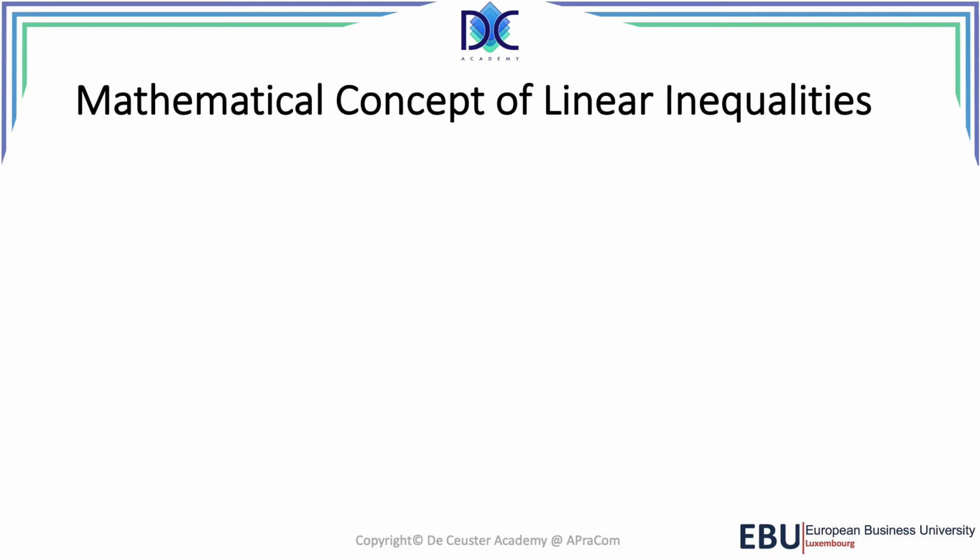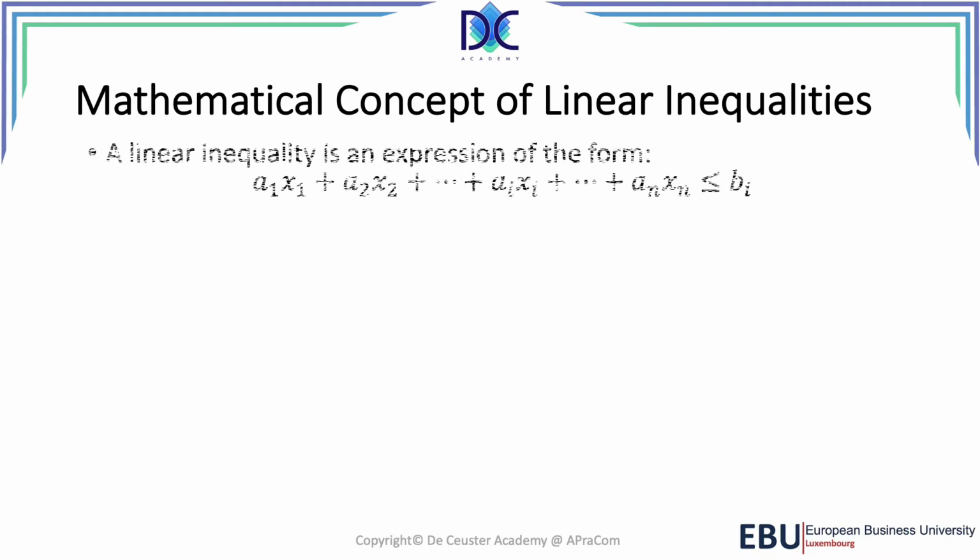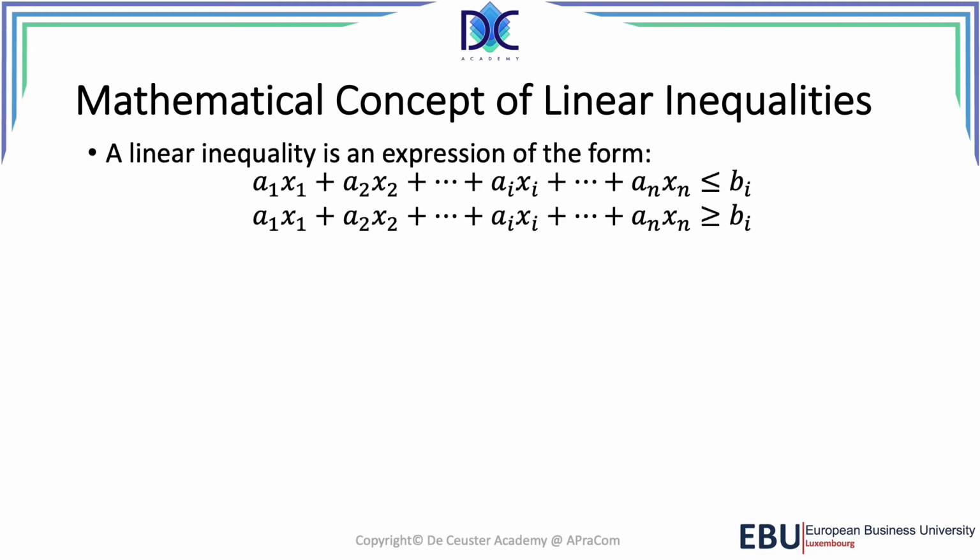Now, when we look at the mathematical concept of linear inequalities, we have linear inequalities which are of this form. Basically, we have the inequalities smaller than a parameter. We can have a large number of expressions that can be smaller or equal than a value, or larger or equal than a value. So basically, there are two elements that we have.